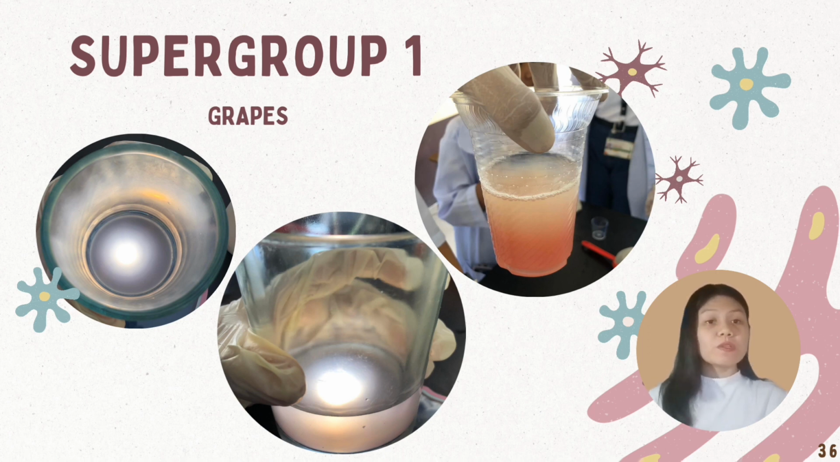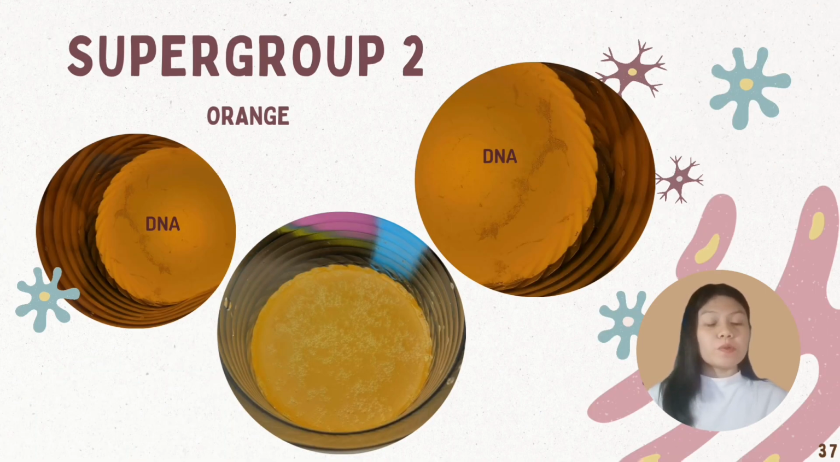Now, we are going to look at supergroup 2's results. The chosen fruit sample of group 2 is orange. Now, do we see a floating filament? If we look at the picture here on the right, you can see the floating filament that is captured and extracted by the group. It is not much, but after following the procedure, the group successfully extracted the orange DNA.